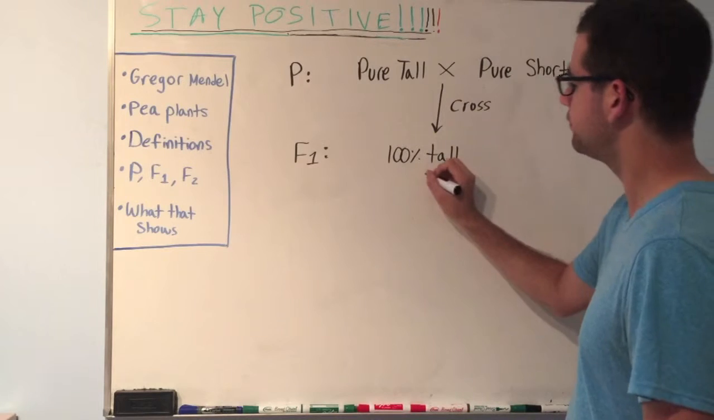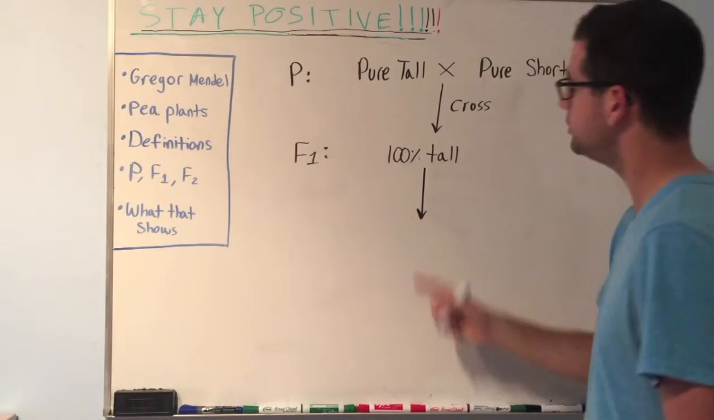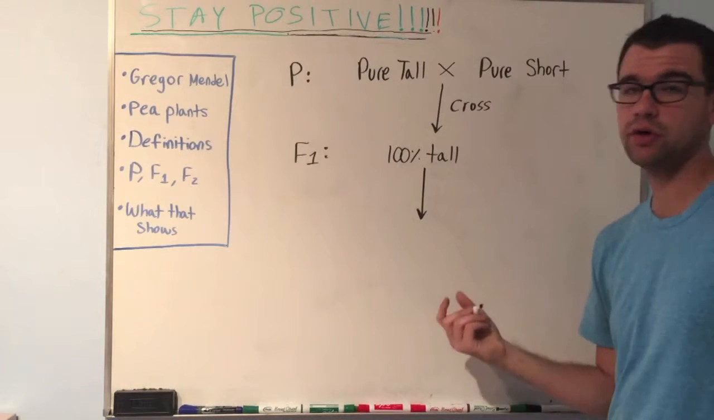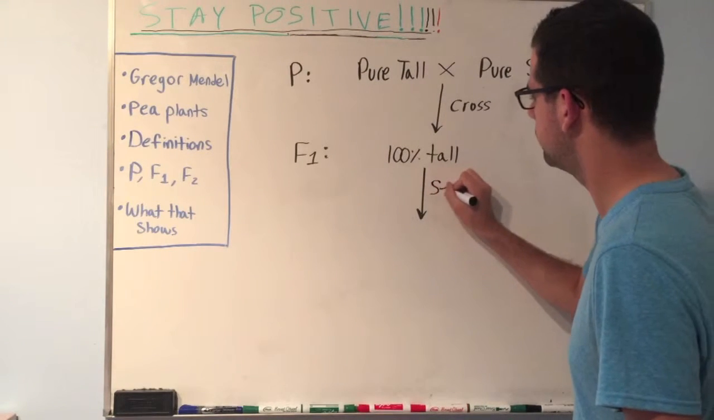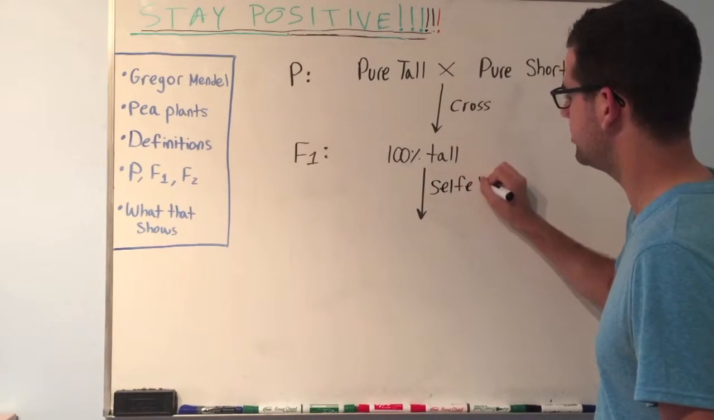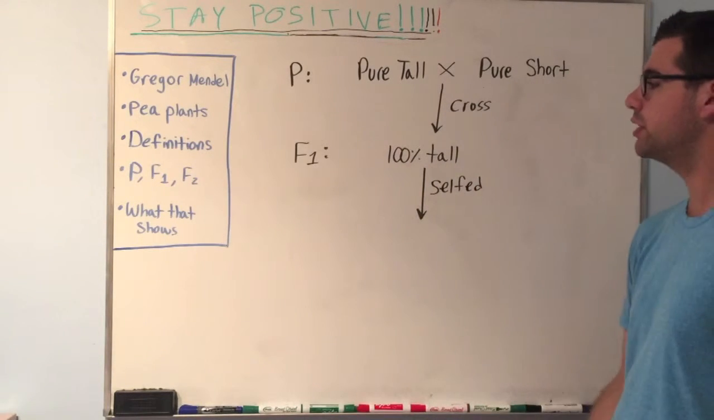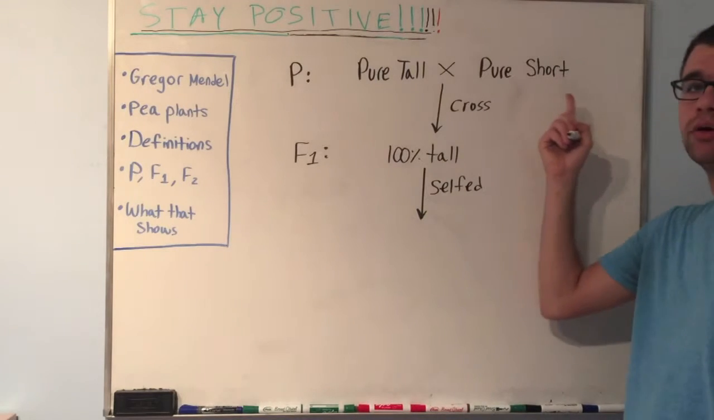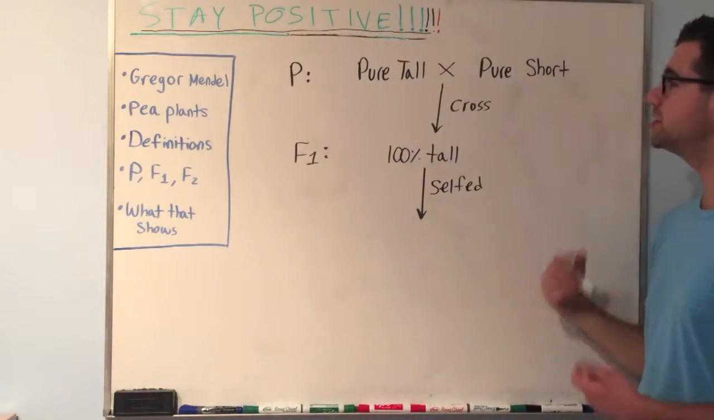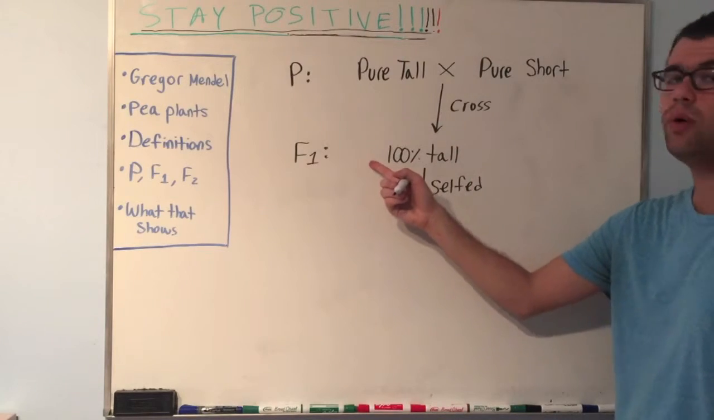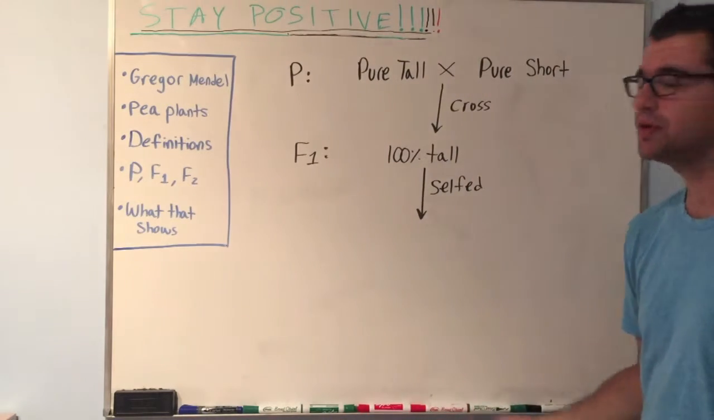Then what did he do? He actually self-crossed the F1 generation with itself, or self-fertilized it. So I'm going to write self over here. And the next generation was even more interesting than the F1 generation because the short phenotype reappeared, which was super fascinating to him, right? There was no short phenotype here in the F1, and yet it reappeared in the F2.